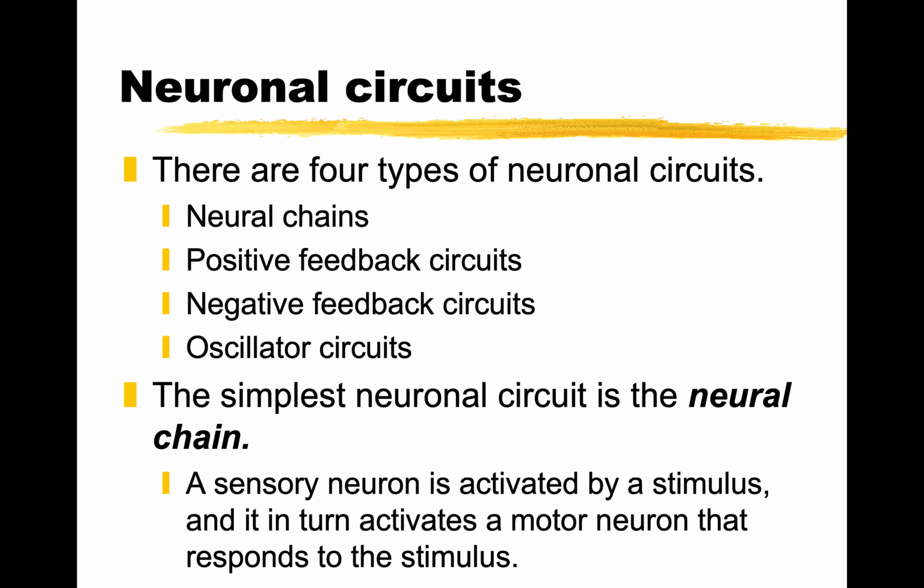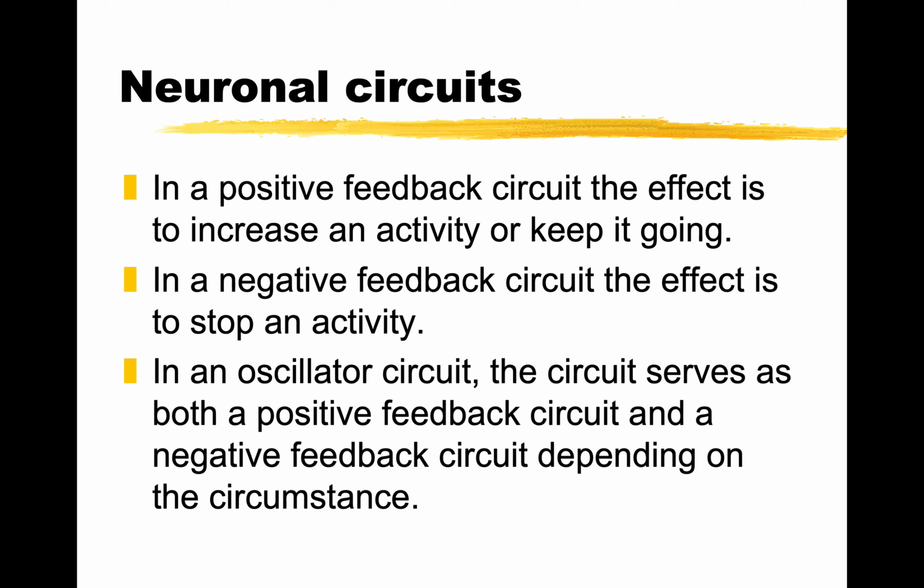There are 4 types of neuronal circuits: neural chains, positive feedback circuits, negative feedback circuits, and oscillator circuits. The simplest neuronal circuit is the neural chain. A sensory neuron is activated by a stimulus, and it in turn activates a motor neuron that responds to the stimulus. This is a very simple circuit. It's also fairly rapid. In a positive feedback circuit, the effect is to increase an activity or keep it going. In a negative feedback circuit, the effect is to stop an activity. In an oscillator circuit, the circuit serves as both a positive feedback circuit and a negative feedback circuit, depending on the circumstance.